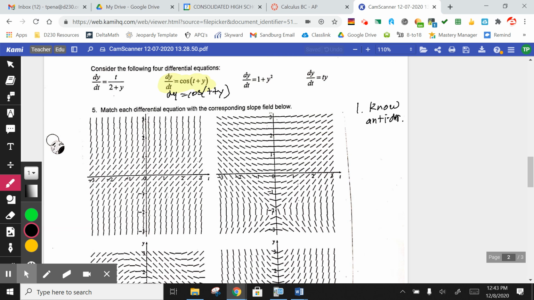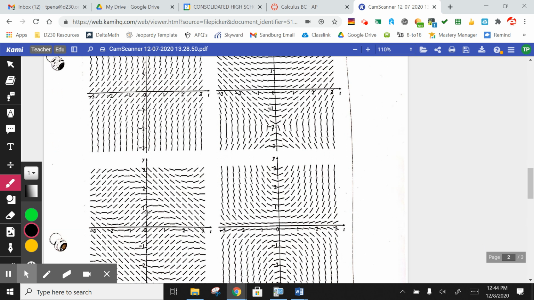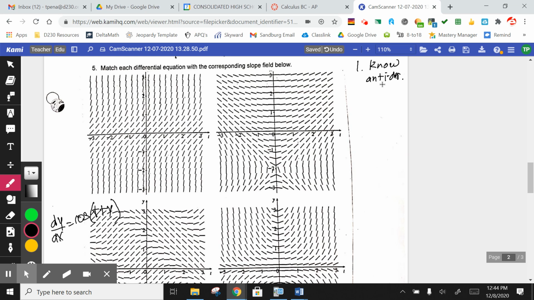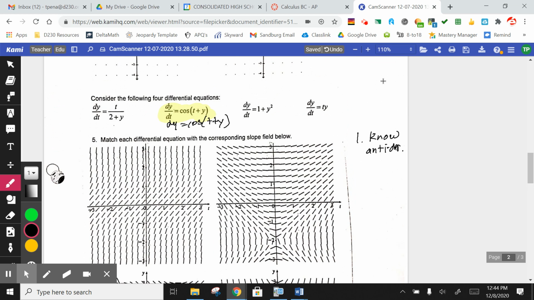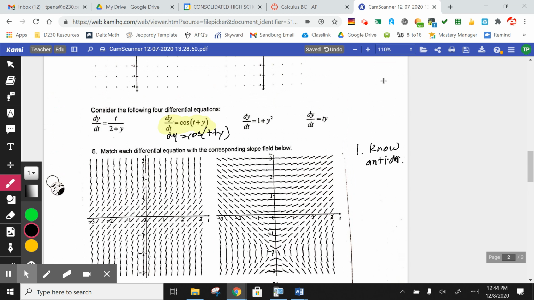All right, can we see one that's clearly a bunch of sine waves? Yeah, and it should be the bottom left-hand corner, correct? This here should have been the dy/dt equals the cosine of (t plus y), because we had all these sine waves in there. That's pretty rare, and you don't necessarily want to have to do the work to figure this out. So we want to have some other ways to do this.